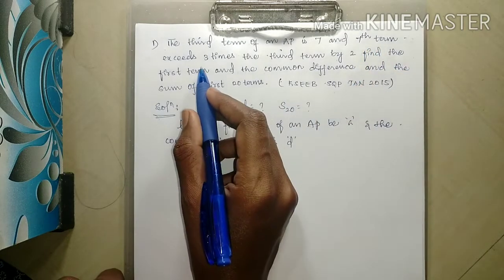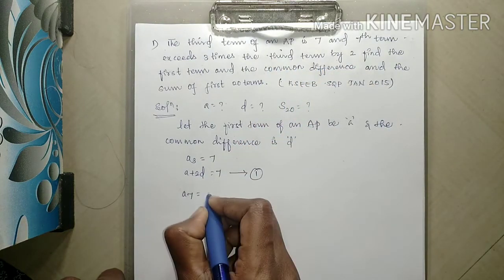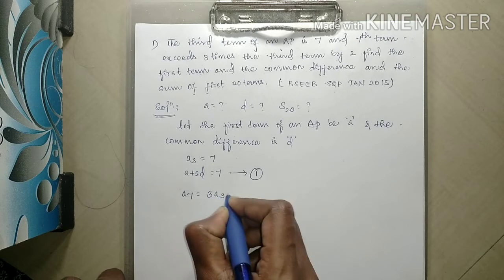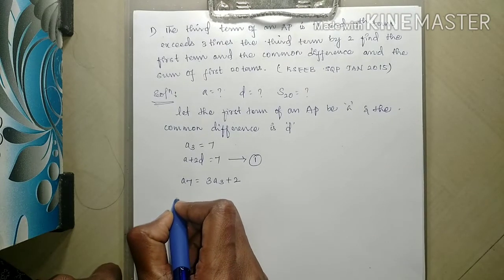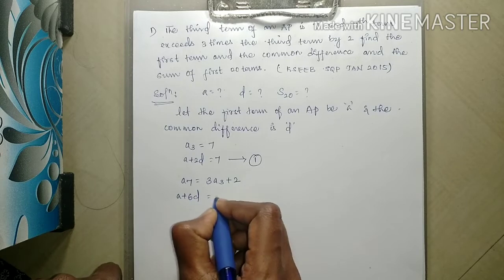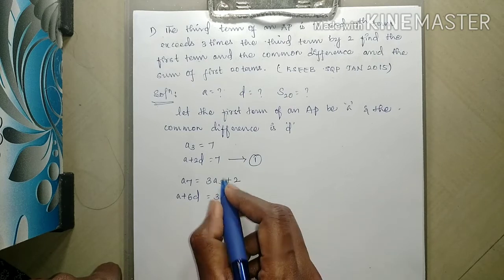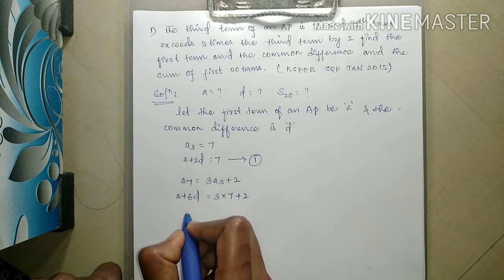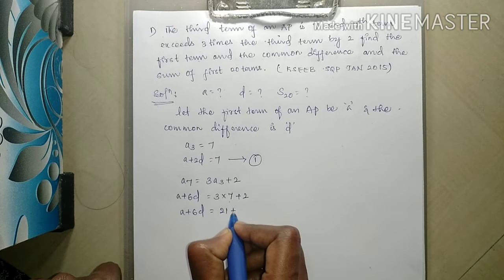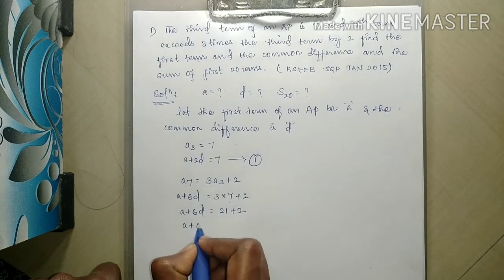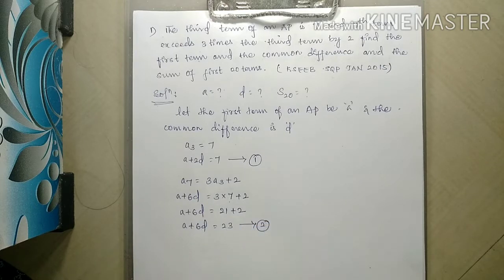And what is the second statement given? The seventh term exceeds 3 times the third term by 2. That is A7 is equal to 3 times the third term plus 2. So let me simplify this statement. A plus 6D is equal to 3 times the third term, which is given already. Let me substitute A3 is equal to 7, plus 2. A plus 6D is equal to 3 sevens are 21 plus 2. Now A plus 6D is equal to 23. Let me take this as equation number 2.